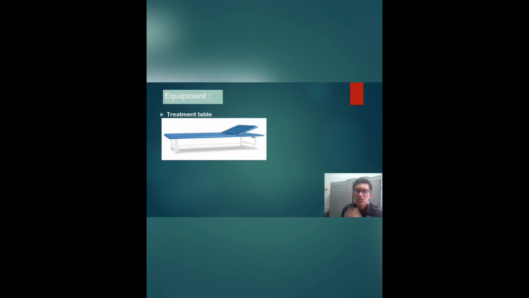Okay, the equipment that we need to make the special test easier and more effective is a treatment table.